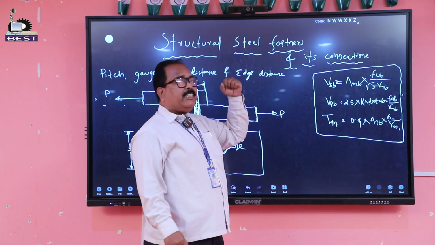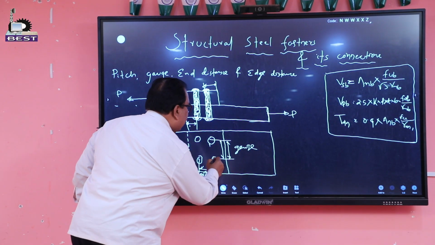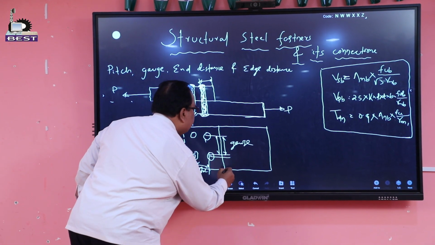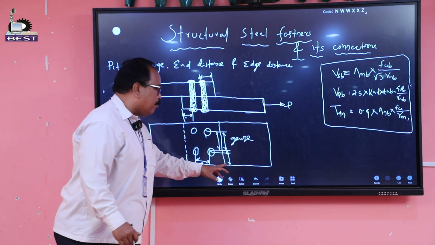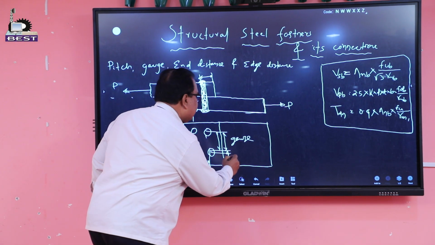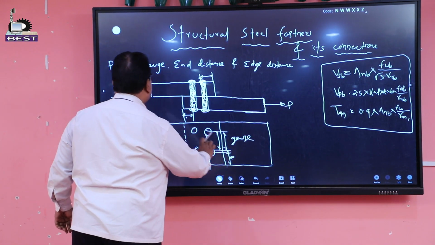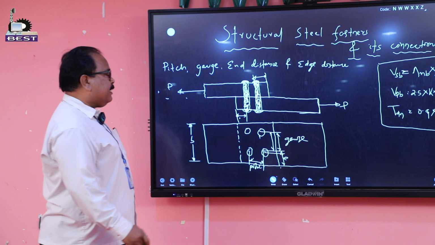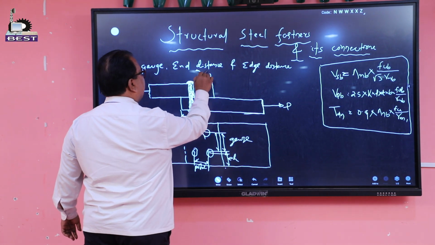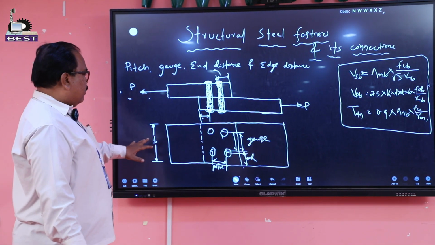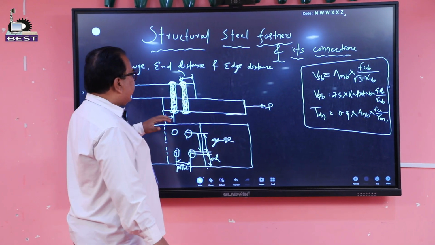And the last one is edge distance. Edge distance is the distance from the center of the bolt hole to one end of the width of the plate. It is measured in the transverse direction to the applied force. This is edge distance, this is gauge, this is pitch, and this is end distance.